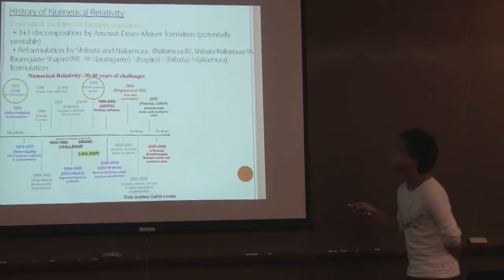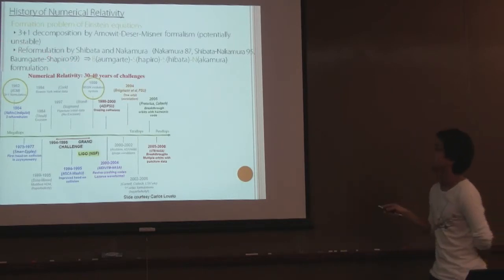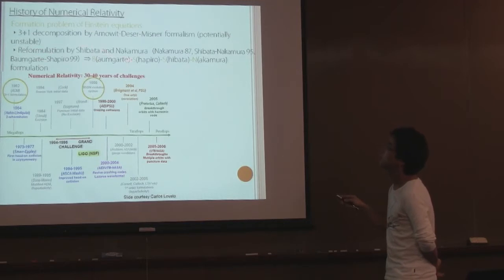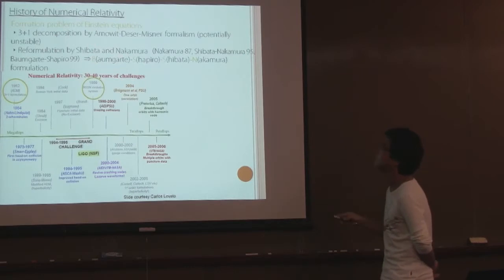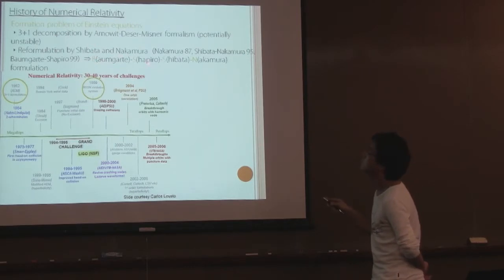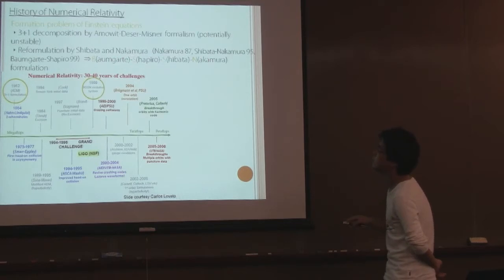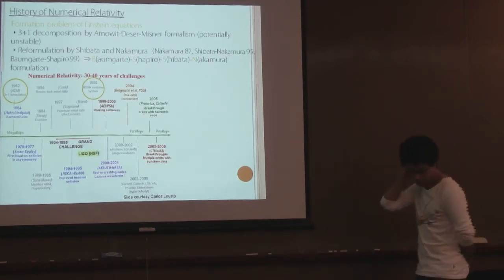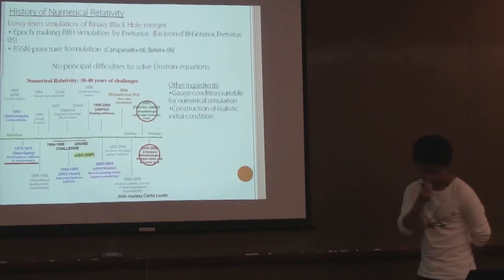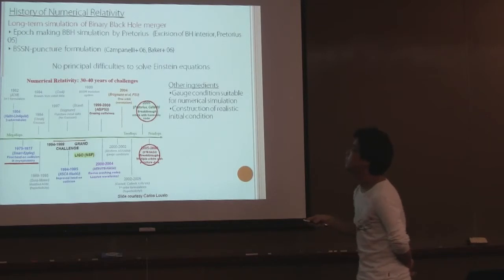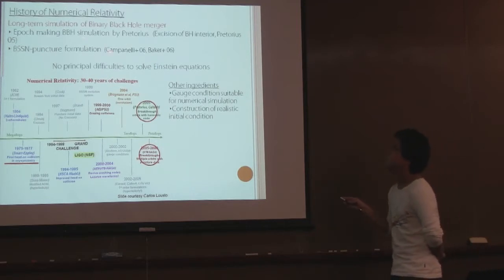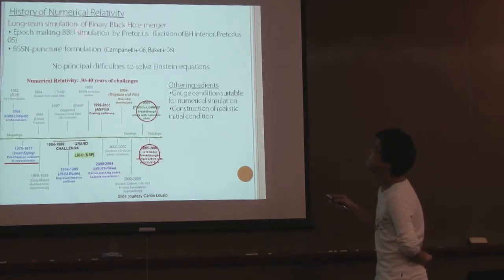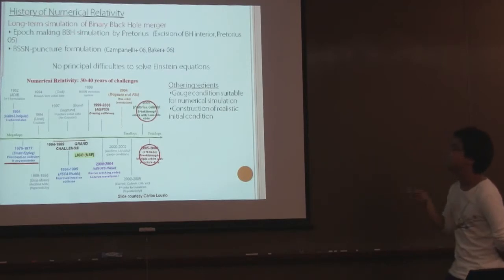Baumgarte and Shapiro proposed a formulation which is essentially the same as that by Shibata and Nakamura. And today, this formulation is called the Baumgarte-Shapiro-Shibata-Nakamura formulation. And this is one of the standard formulations in numerical relativity. Although the BSSN formulation works well in the absence of a black hole, it was a long-standing problem to do long-term simulations for black hole forming models.